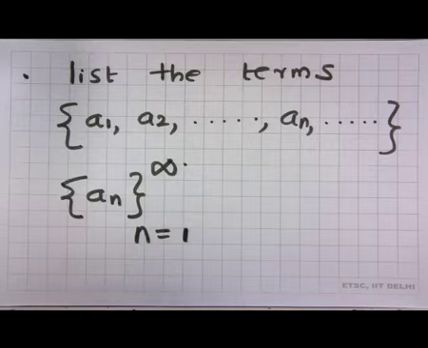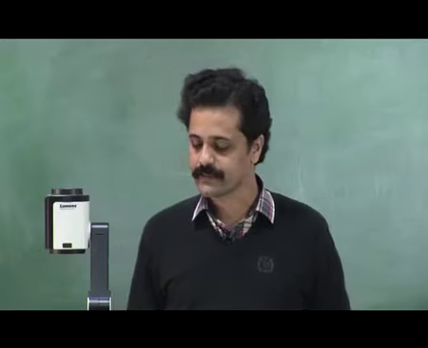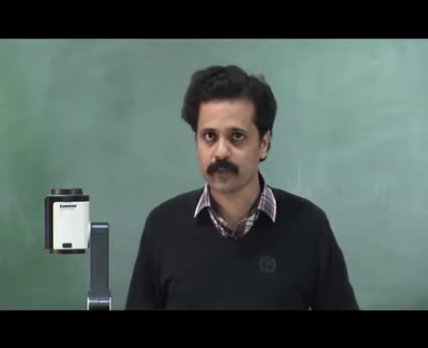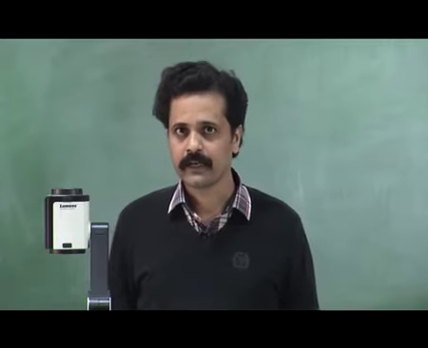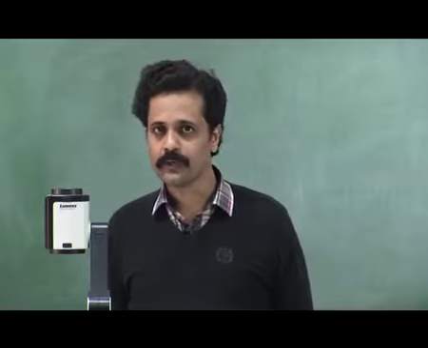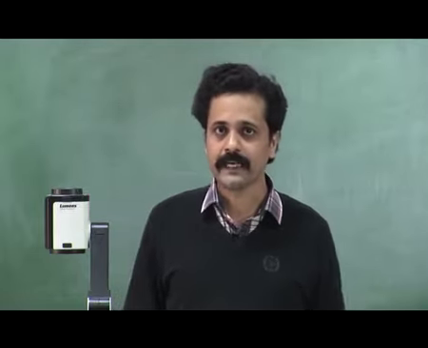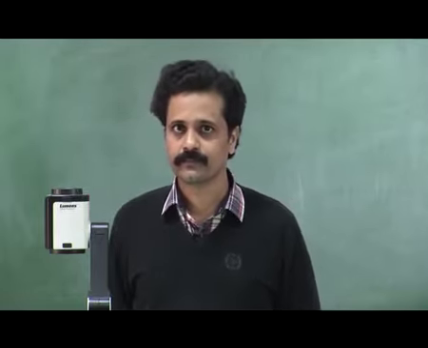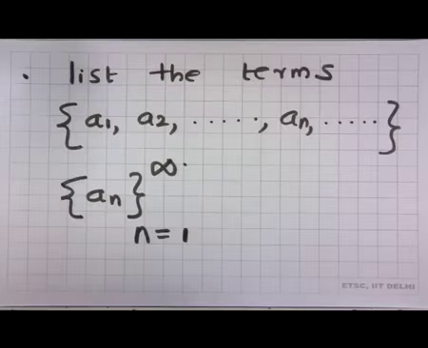So far, we have seen two ways of describing a sequence. One, write a rule that provides you the nth term in terms of n, or we can list the terms inside a set, set A1, A2, A3, and so on, AN, and so on, or in a compact manner it can be written as set AN, n equal to 1 to infinity.